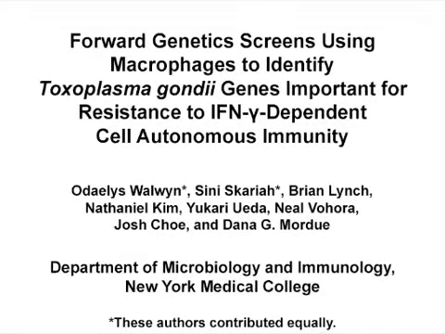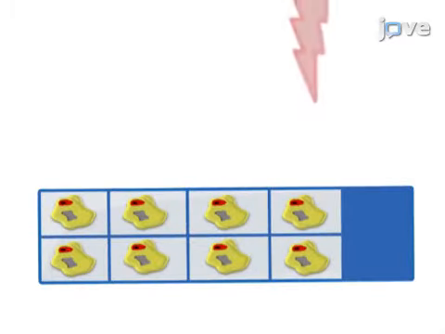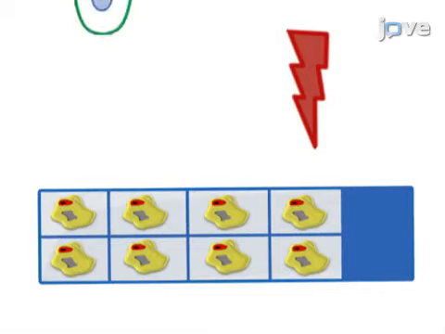The overall goal of this procedure is to isolate mutants in the parasite Toxoplasma gondii that are impaired for survival or replication following activation of infected macrophages, in order to identify genes and pathways that are important for resistance to IFN-γ-dependent cell-autonomous immunity. This is accomplished by first empirically determining the dose of IFN-γ and LPS to be used in the forward genetic screen of the mutant parasites.